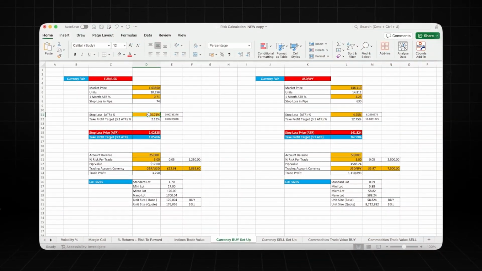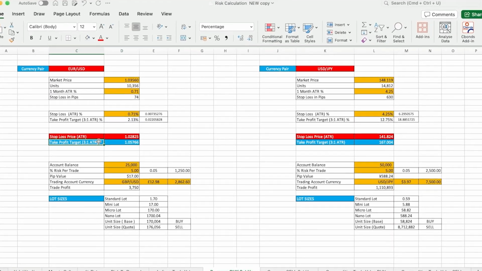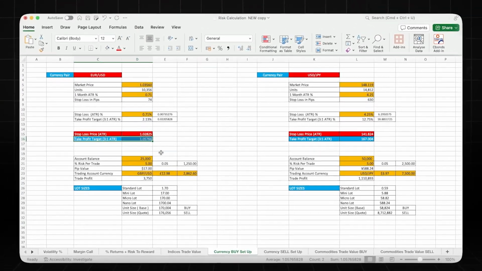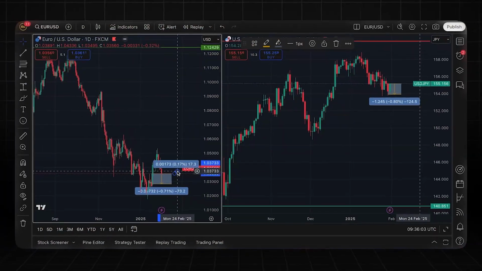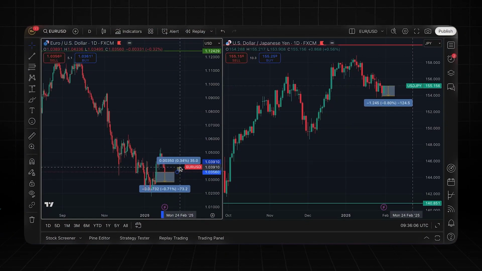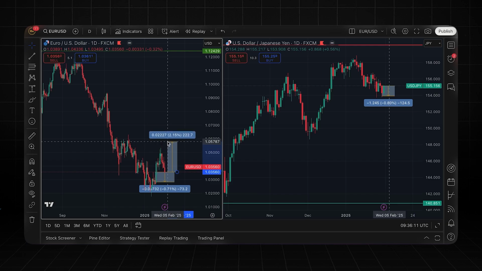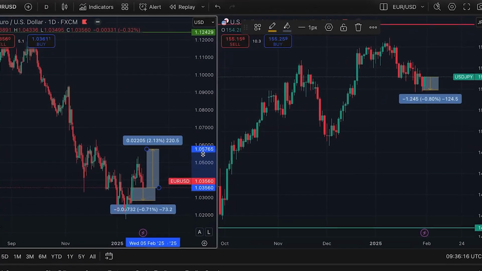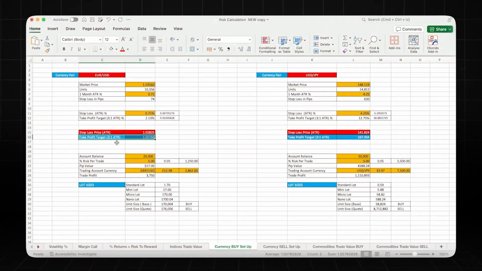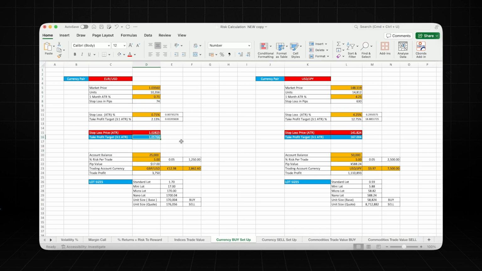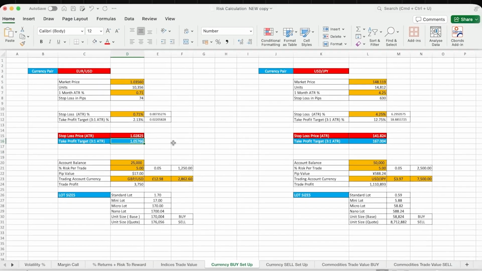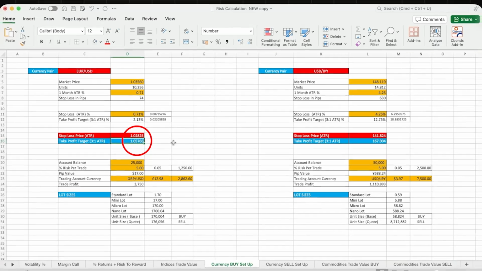If the stop loss is 0.71%, our take profit has to be 2.13%, giving us a take profit price of 105.766. Let's have a look at the live price of Euro USD. We need to make sure that our take profit is 2.13%, and that is exactly here, giving us a take profit price of 105.765. And if we look back at our spreadsheet, that's the exact price the spreadsheet spat out, 105.766, 1 pip difference.